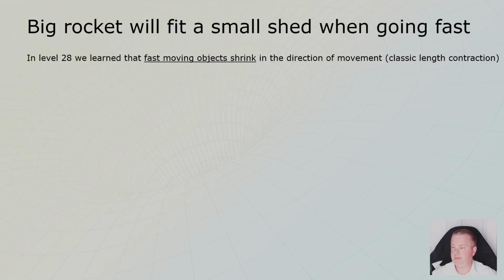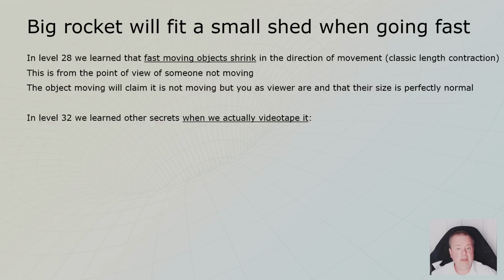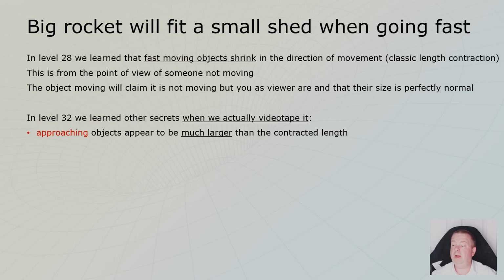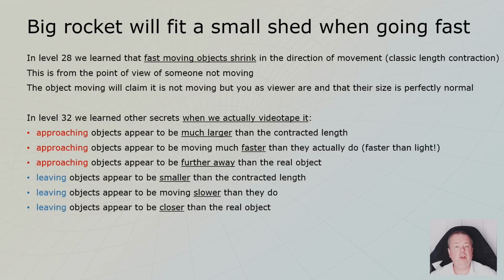First, we know that fast moving objects shrink. Classic length contraction, level 28. We also learned in level 32 that when we videotape stuff, things change. Stuff approaching us seems to be bigger, faster and further away than it actually is. Stuff moving away from us appears to be smaller, slower and closer than it actually is. So what will we see if we take a videotape of the big rocket moving in the small shed?